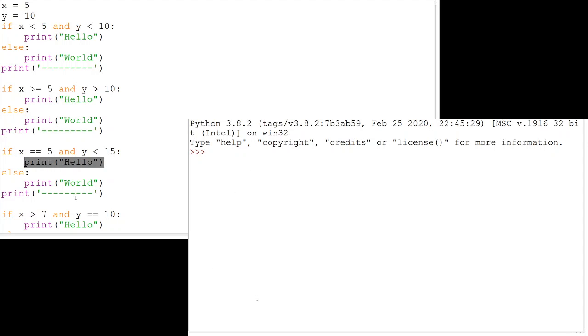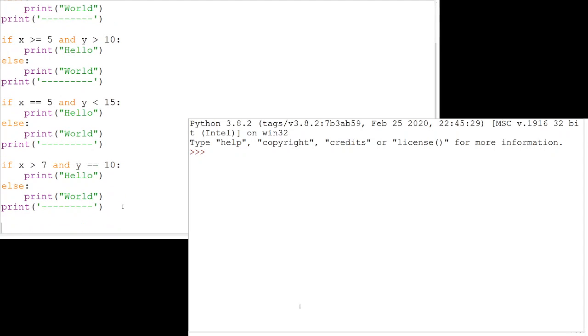So we had word, hello, and then let's look at the fourth combination. There's only four combinations possible here. x is 5, so is x greater than 7? That's a false statement. And is y equal to 10? You bet it is. So we have a false and true, and in that case also the whole statement becomes false and word should get printed.